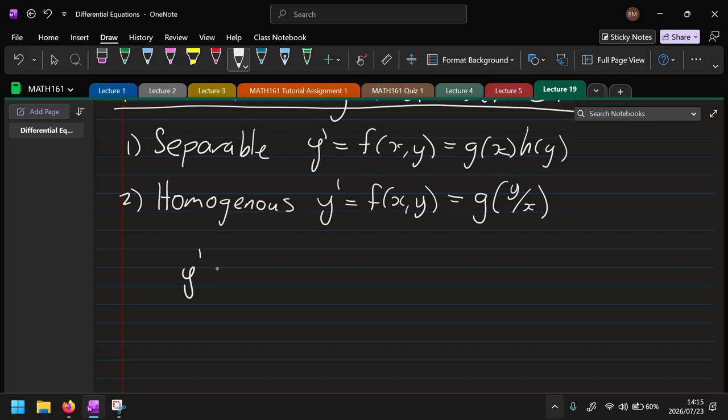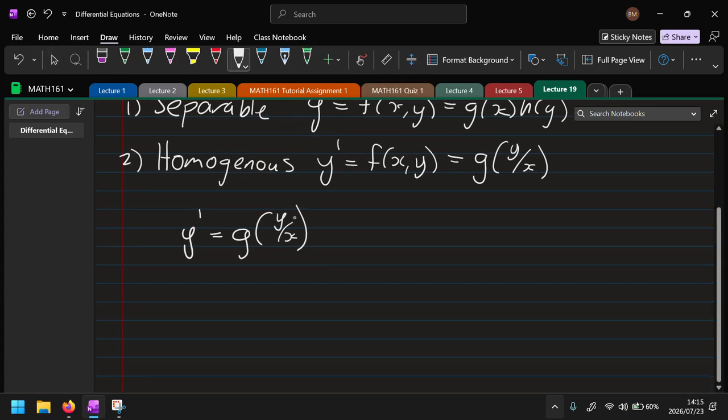So we've got y prime is equal to g of y over x. That's the special case. The way we solve this is by using a change of variables, or a substitution. Whatever's inside there, that y over x, we're going to let that be u. So let u be equal to y over x. And we're going to treat y as a function of x, and x is a function of x, so u is now a function of x as well.